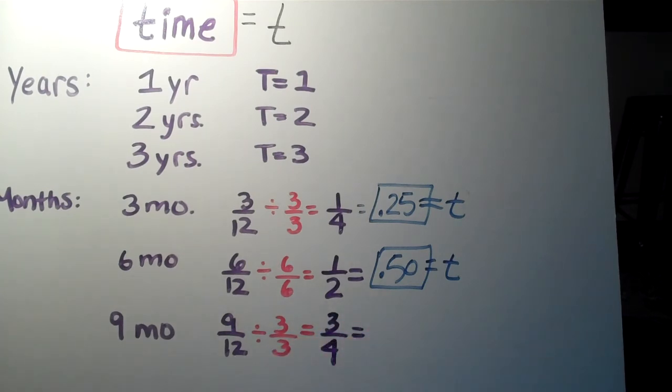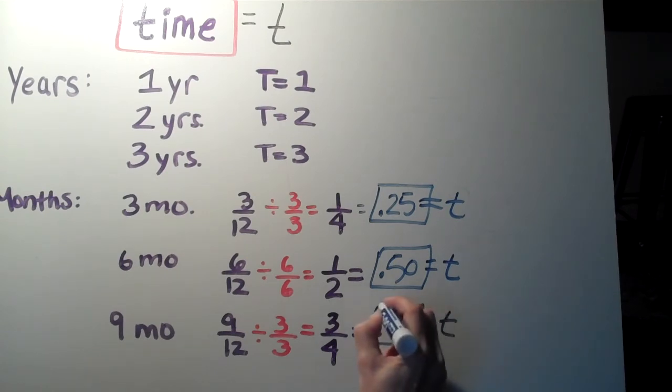And think about money. 3 out of 4 quarters is 75 cents. So that's easy. 75 cents looks like this, and that also is going to be our T. So you know you always want that T to be a decimal. So there you go. Try to remember when you're dealing with time, it's always compared to a year.